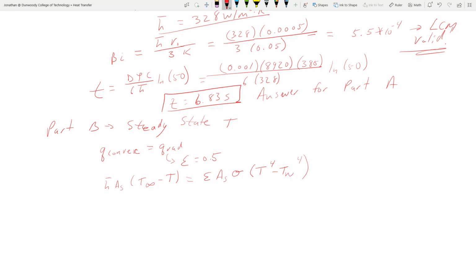So as we look at this, what are we looking for? We can rearrange this. Our areas are going to cancel out. We're going to have to do something kind of guess and check here for a bit. But we're going to find that 1000 minus T equals epsilon over H bar times (T minus 400). So we're going to do some guess and check.